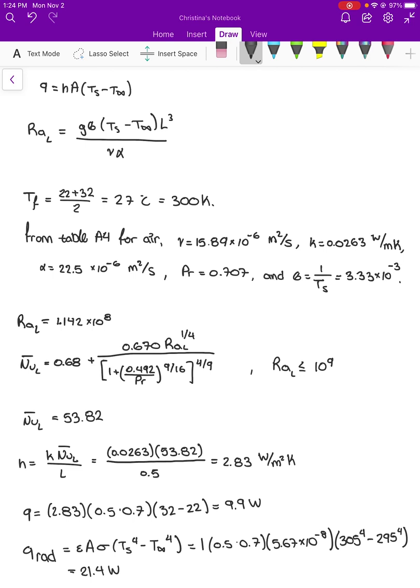Remember that sigma is the Stefan-Boltzmann constant, and it is always equal to 5.67 times 10 to the negative 8th. And that the temperatures for radiation have to be resolved in Kelvin. So the final conclusion that we can make is that far more heat is lost by radiation than by free convection.